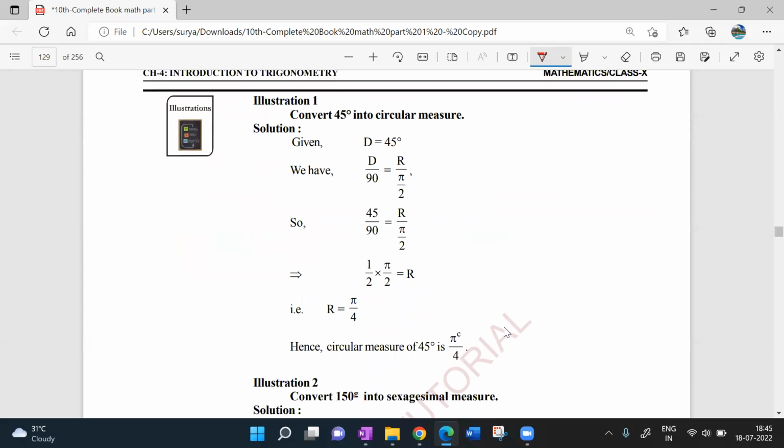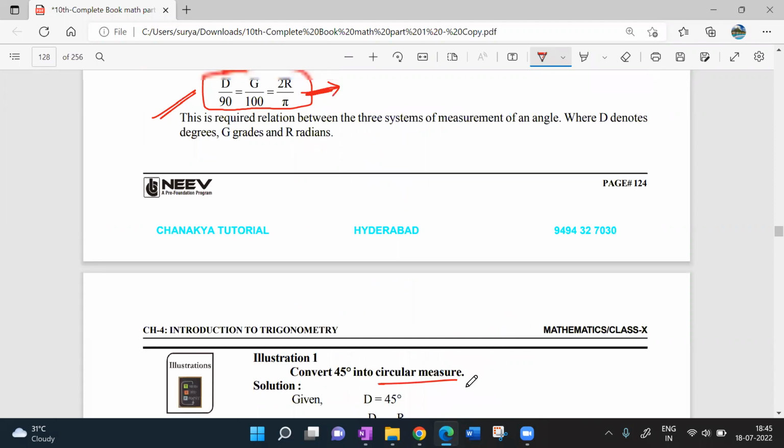Look at it here, 45 degrees. Convert into circular measure. How do you convert? Very simple, beta. 45 degrees is given to you. What is the relation? He is asking you to convert into circular measure. Circular measure means what?